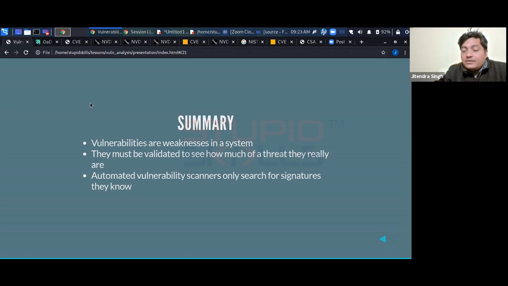As far as these scanners are concerned, they can only search for vulnerabilities that have already been discovered. They might not help you in discovering something that has not yet happened. So these were the main points that I wanted to highlight at the end of this session.